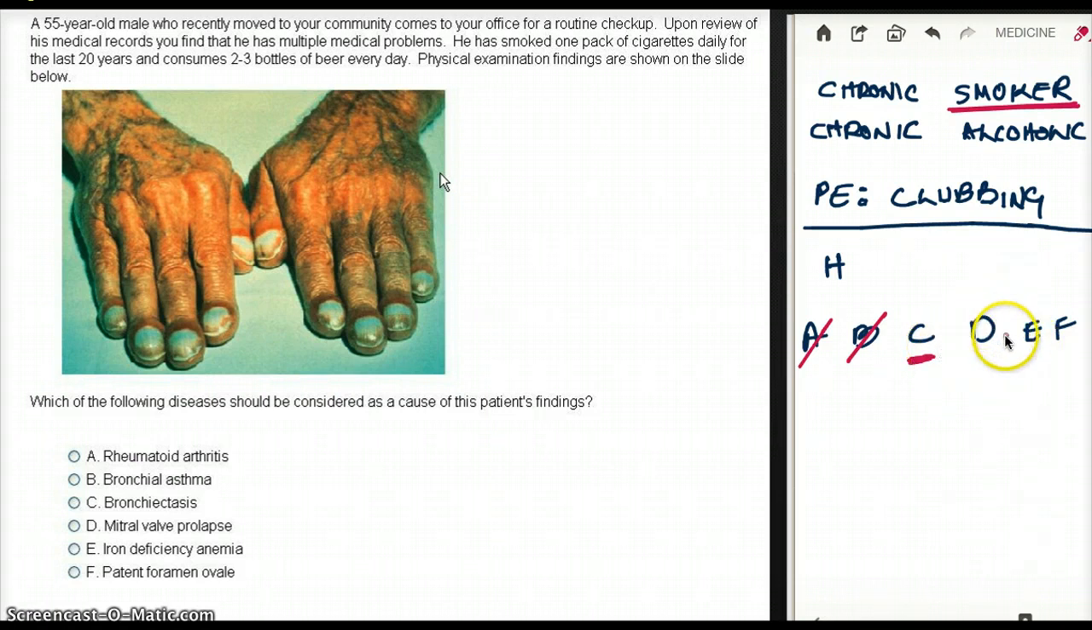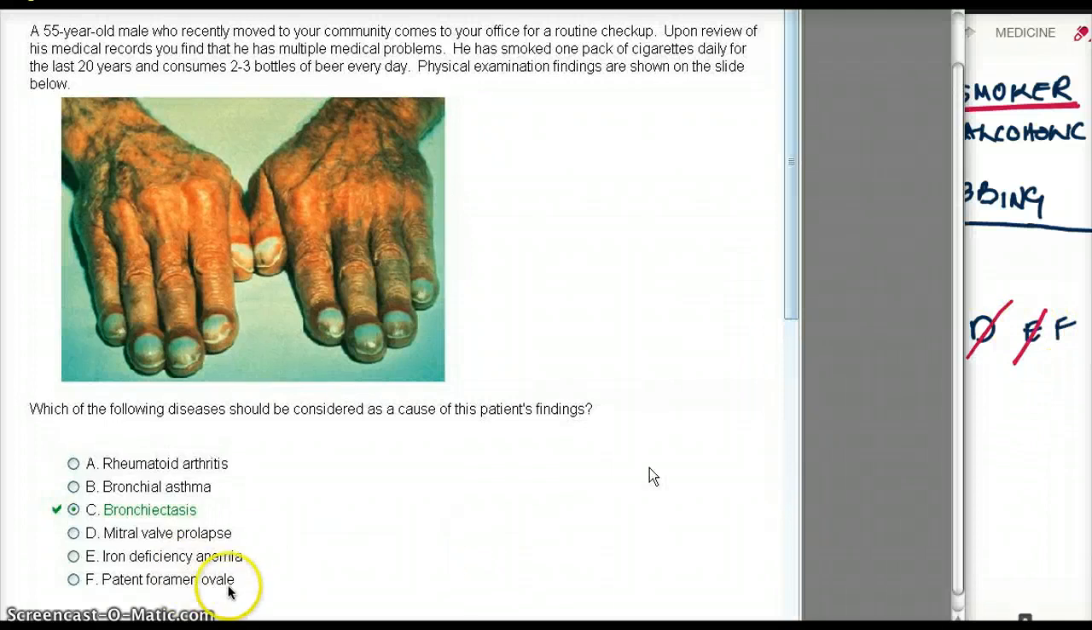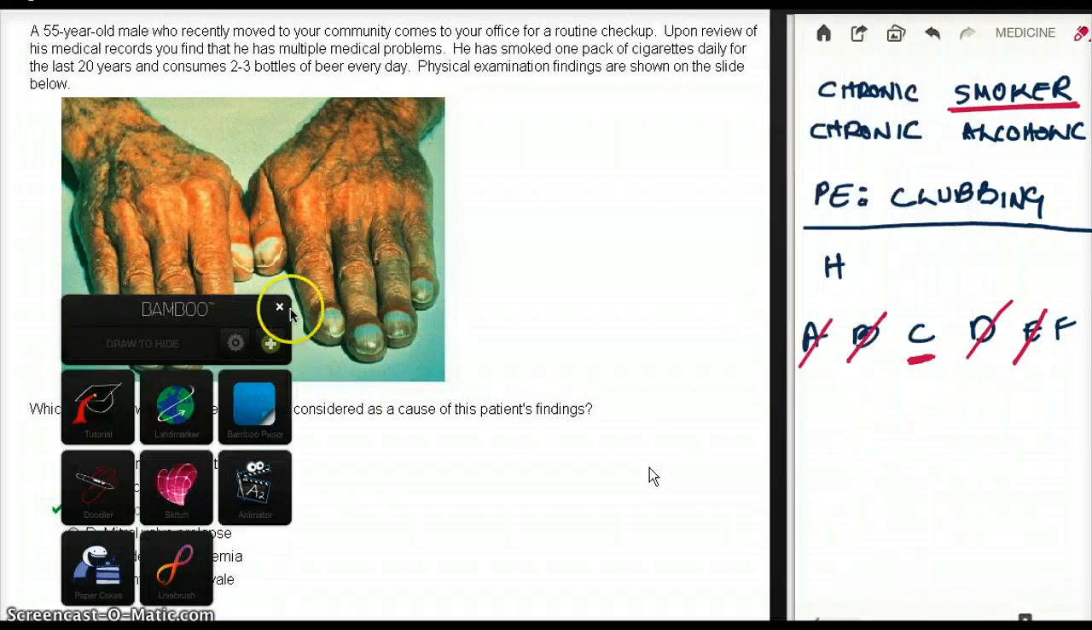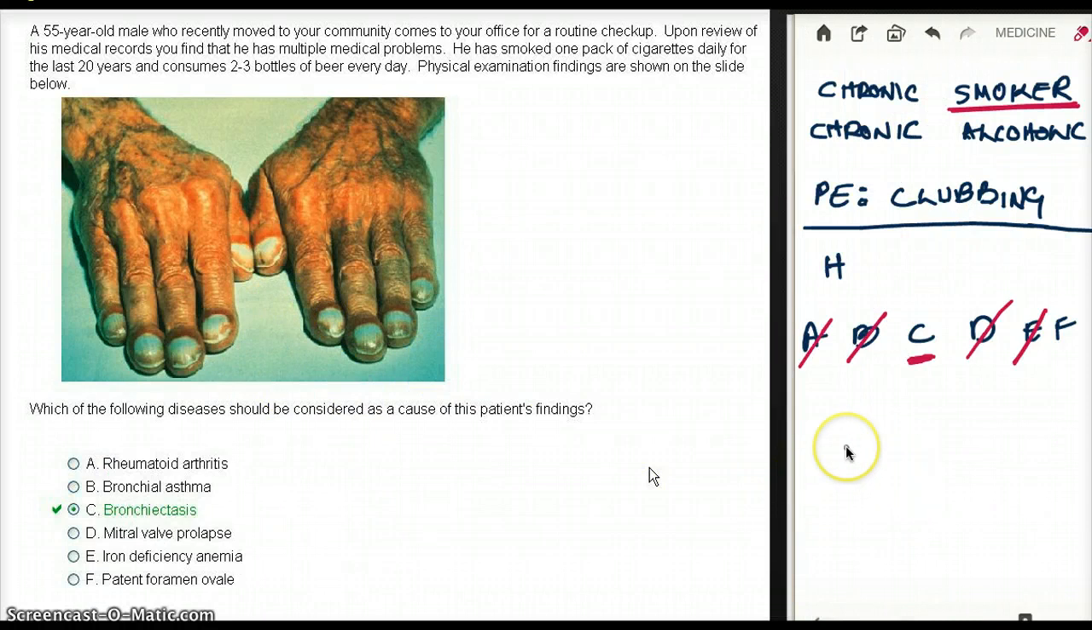Mitral valve prolapse has nothing to do with hypoxia. I'll rule that out. Choice E is iron deficiency anemia. Iron deficiency anemia does not cause clubbing. It causes another nail problem. What is the nail pathology that we see? We see spoon nails, right? Now, last but not least, choice F, patent foramen ovale. Patent foramen ovale is responsible for shunting problems, maybe hypertrophy of the ventricles of the heart, but it has nothing to do with hypoxia. It really doesn't cause hypoxia. So even though you might think that could be a possible option, it's not, because it doesn't cause hypoxia. Plus, this patient is a smoker, so bronchiectasis makes more sense here. So in this case, the answer is bronchiectasis.